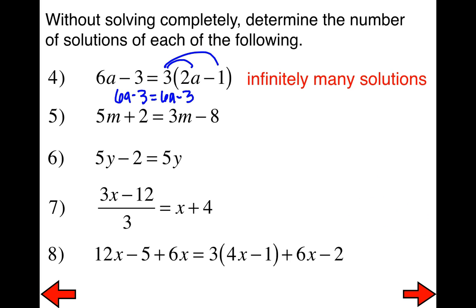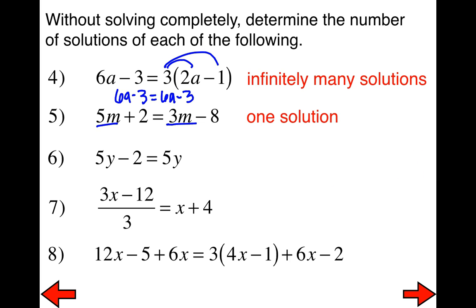Okay, so now let's look at number 5. I have 5m plus 2 equals 3m minus 8. I'm hoping that you recognize from the examples with infinitely many solutions and no solution, our variables always eliminated. By the looks of this, 5m and 3m aren't going to eliminate each other. So guess what? I'm going to say that the answer is going to be one solution. Hopefully you got that one right.